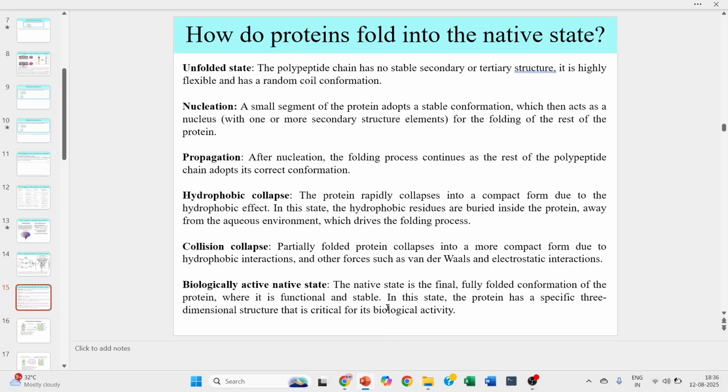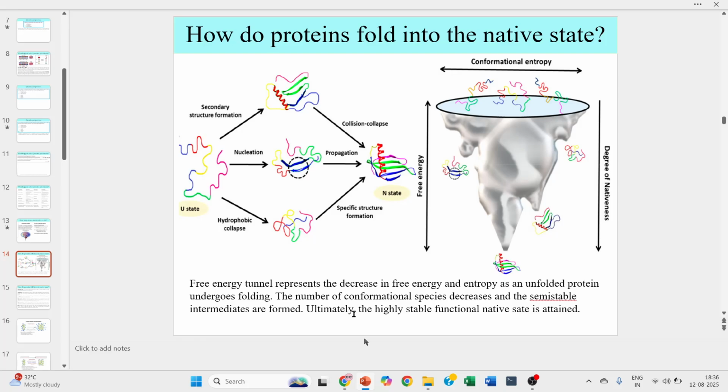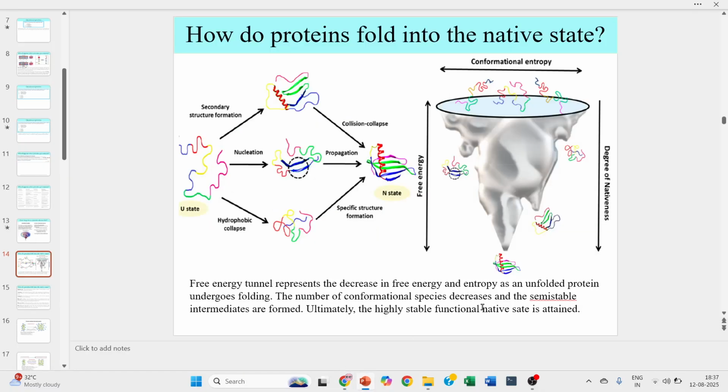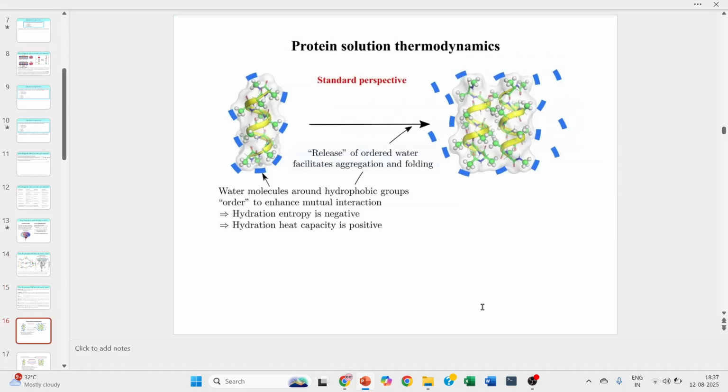So if we go back to this figure, you will see how the protein folds. It can go through three ways. One is nucleation and then propagation. It can go through secondary structure formation and then collision collapse. Or it can go through hydrophobic collapse and specific structure formation. So these are the three different ways that people propose that proteins get folded.